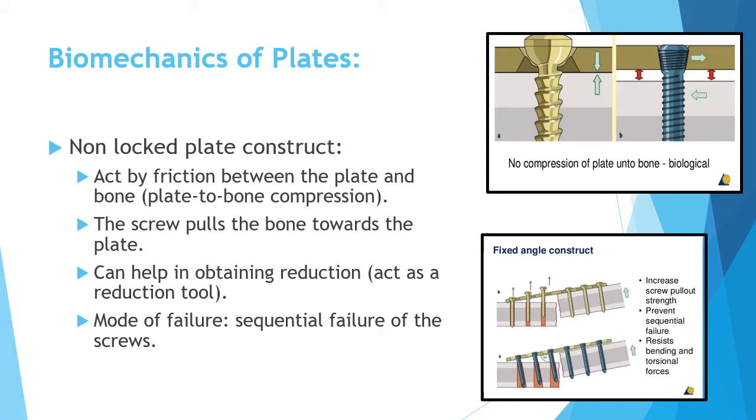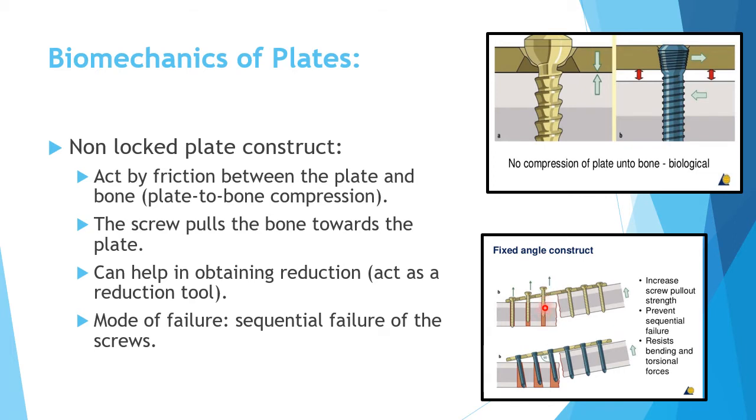We also explained the concept of failure. The screw here does not have a fixed relation to the plate. If you see, this screw has a different angle to the plate than this screw. So when the failure starts to happen, it happens one screw after another. It does not happen to all the screws together as in the locked plate. So the failure here is sequential. Every screw will fail and then the next screw will come.